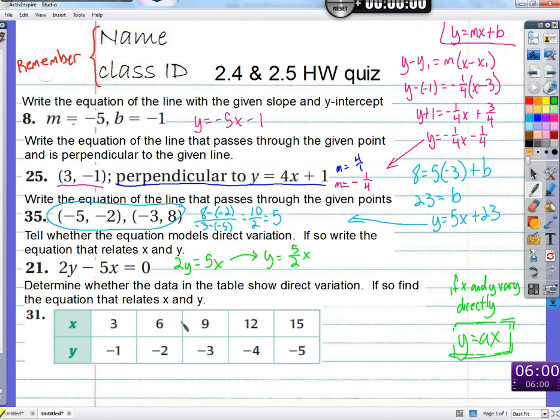Negative 1/3. Okay, let's see if negative 1/3 keeps working. 6 times negative 1/3? 9 times negative 1/3? 12 times negative 1/3? Yeah.